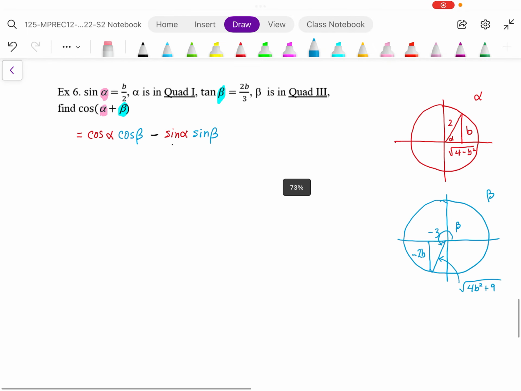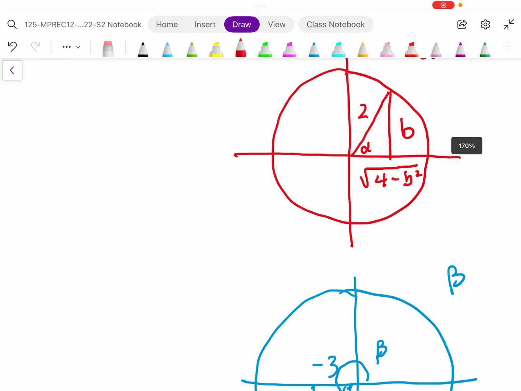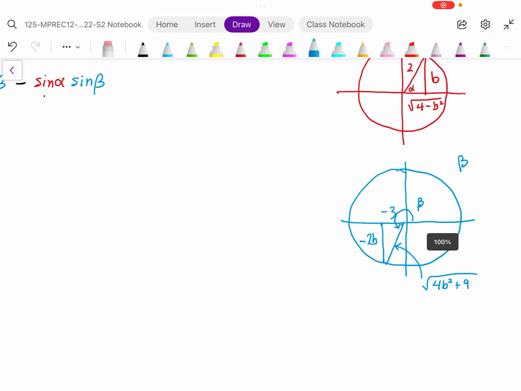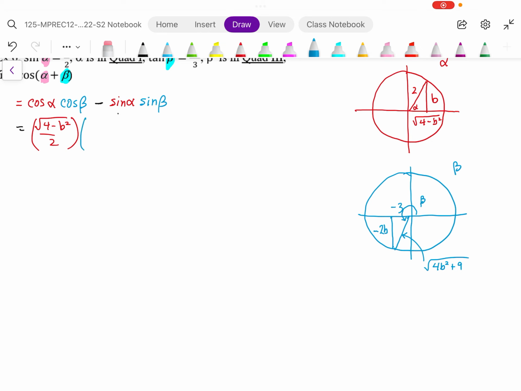So once I've established that, I just need to plug it into my formula. So this is going to be equal to cos alpha. Well, I go to my alpha picture and I write down the cosine ratio, horizontal over radius. So horizontal is going to be the square root of 4 minus b squared, over 2. All of that represents my cosine alpha. I want cosine beta now. Cosine beta is going to be horizontal over hypotenuse. So my horizontal is negative 3. My hypotenuse, or my radius, is the square root of 4b squared plus 9.